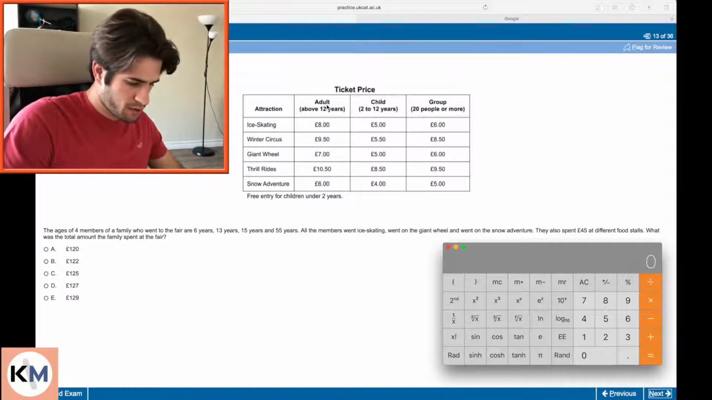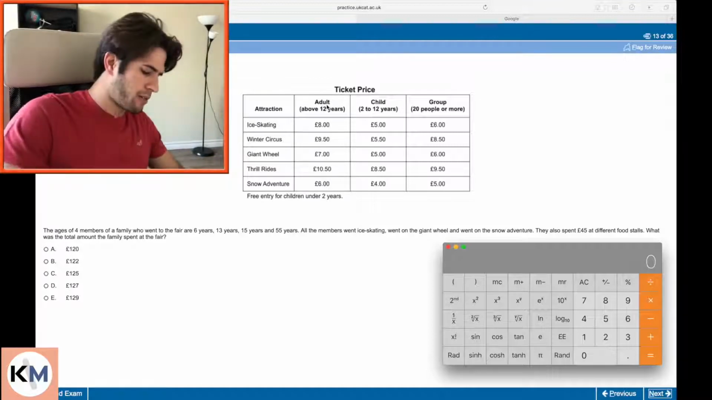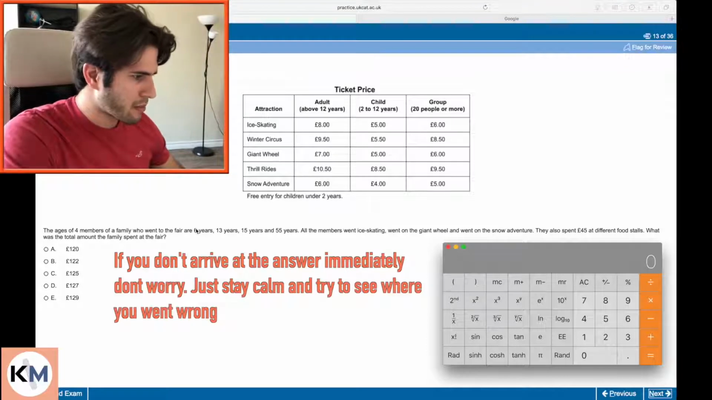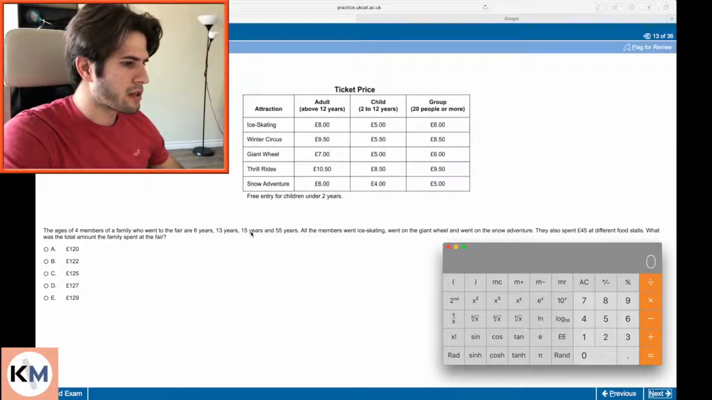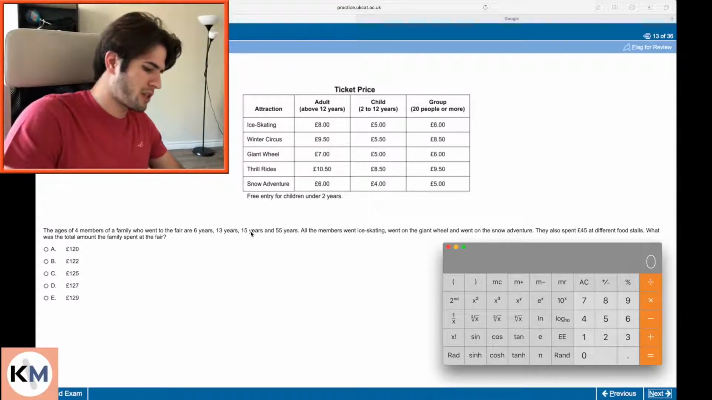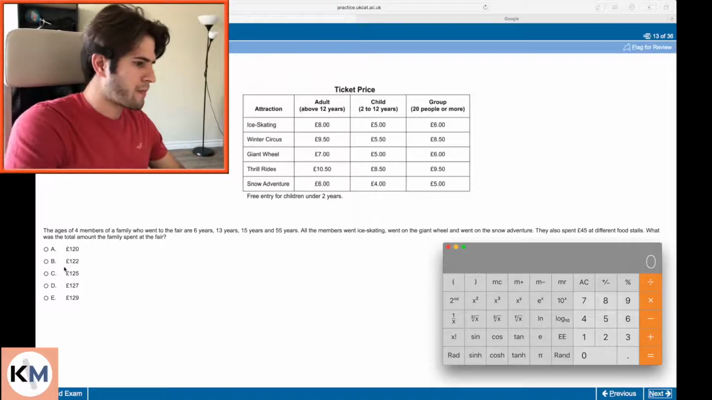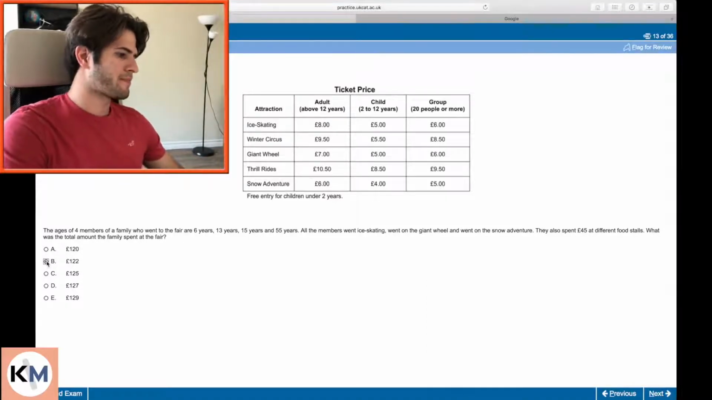So that takes us to, if it was 55 plus 45, that would be 100, but it's 101. That is none of the answers, so let's see what I missed out. 6, 13, 15, oh, I missed out the 15-year-old as well. So that's another adult above 12, so that's an extra 21. So that takes us to 122, which is answer number B.